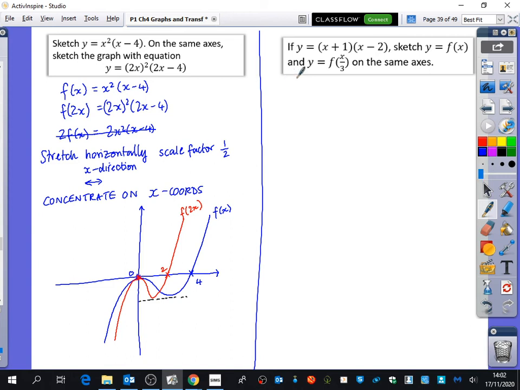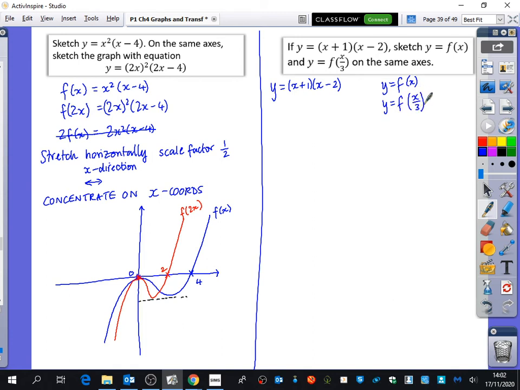And so this one, we're going to have a look at now as well together. Everyone mostly got that one drawn? So this time we have y equals (x plus 1)(x minus 2). And they want us to sketch y equals f of x and y equals f of x over 3.